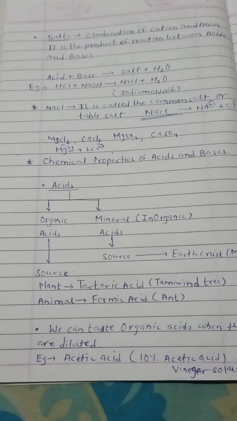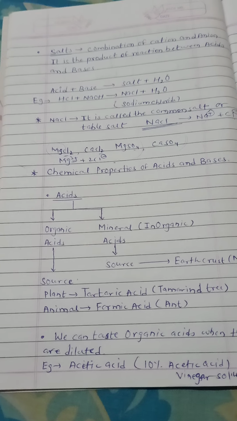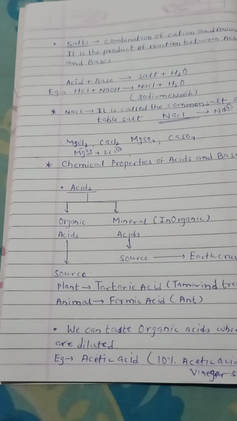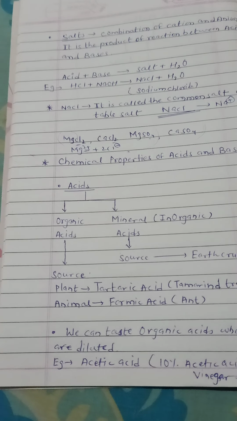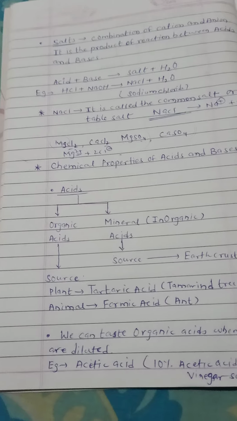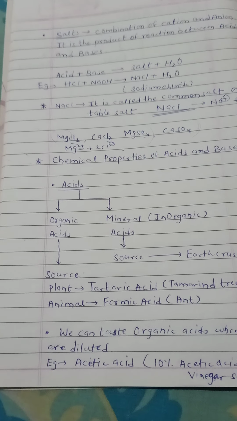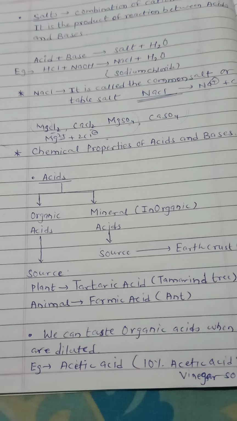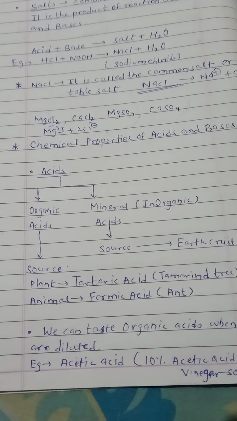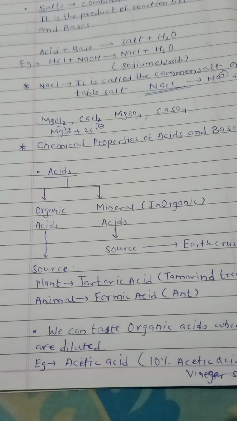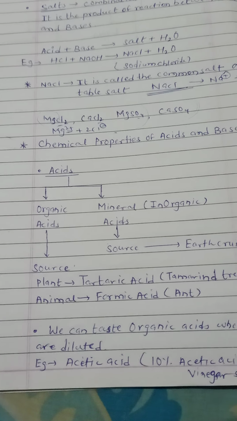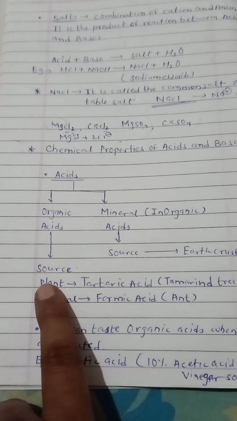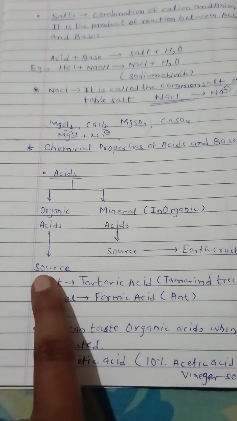Next is acids. So, chemical properties of acids and bases. First of all, we have to understand how acids are classified. In chemistry, acids are broadly classified into two categories on a very simple basis. The first one is organic acid, the second one is mineral acid or inorganic acid. Organic acid means the acid which is obtained from plant or animal.